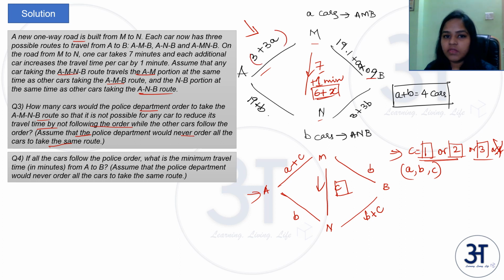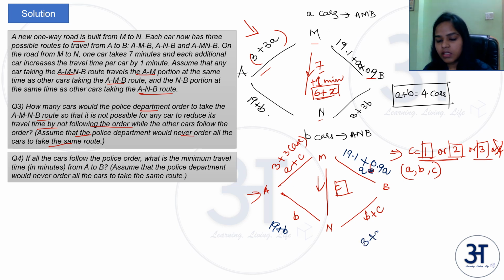The time which it takes for A cars to go from A to M is 3 plus 3A. So instead we have A plus C cars, so it will be 3 plus 3 into (A plus C). Similarly here, this will still be 19.1, sorry, this will still be 19 plus 0.9 into A, because there's no change here. Similarly, there's no change here. It is 19 plus B. Here there is a change. It will be 3 plus 3 into (B plus C) instead, like how we have here. And for C, it is 6 plus X, where X is the number of cars. So X is C, so 6 plus C.